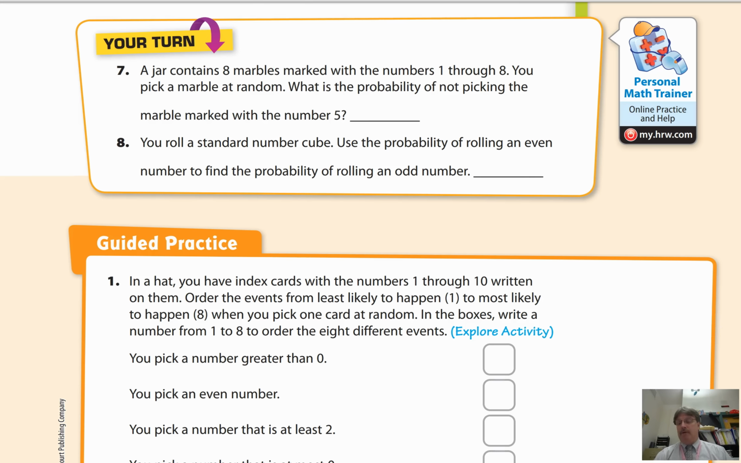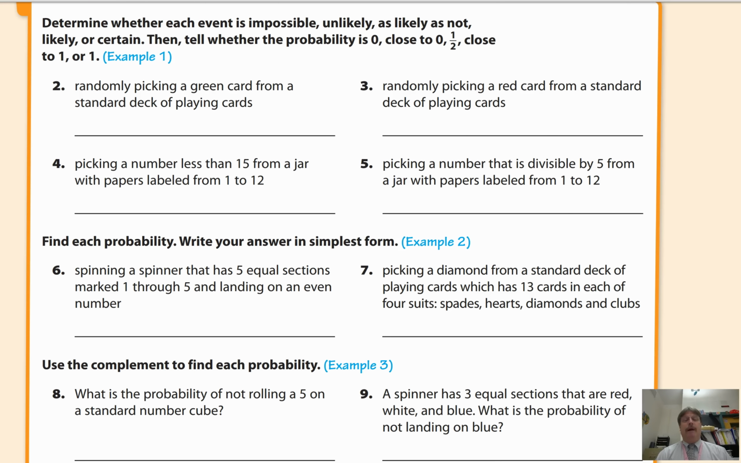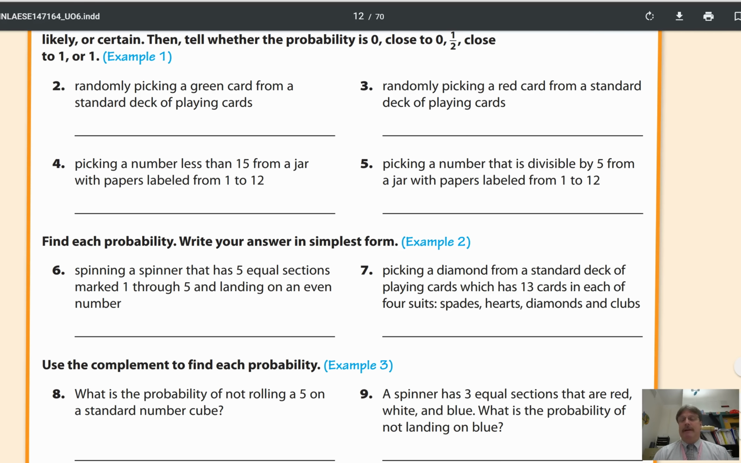We have some more problems down here to use in the guided practice, and then here's some more guided practice. If you have any questions, let me know and I'll help you out.